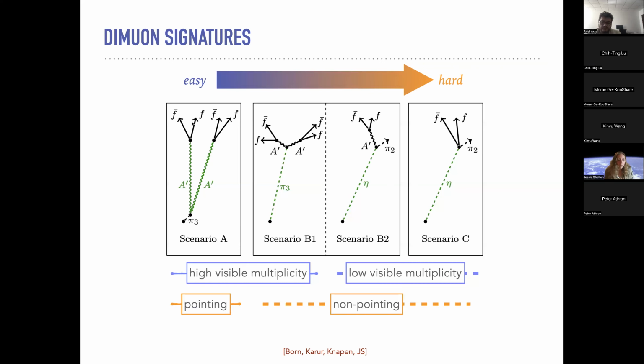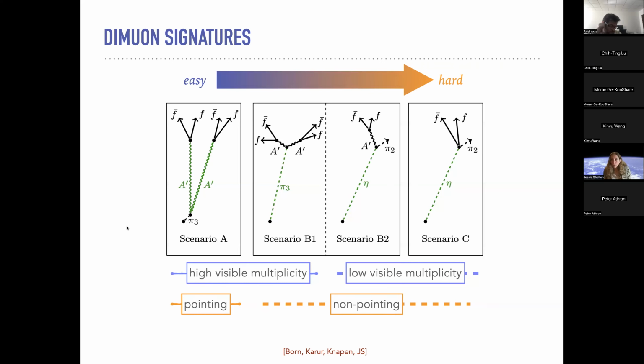Now, this one, scenario A, is easier because the long-lived particles that produce the dark photons were produced right at the primary vertex, the interaction point. And so if you look at the reconstructed dark photon momentum from the final state pairs, it points back to the point of origin. In this case, over here, these are not pointing, because this A was not emitted from over here. And if I put together this reconstructed momentum, I'll get something that doesn't point back to the primary vertex. These are also non-pointing.